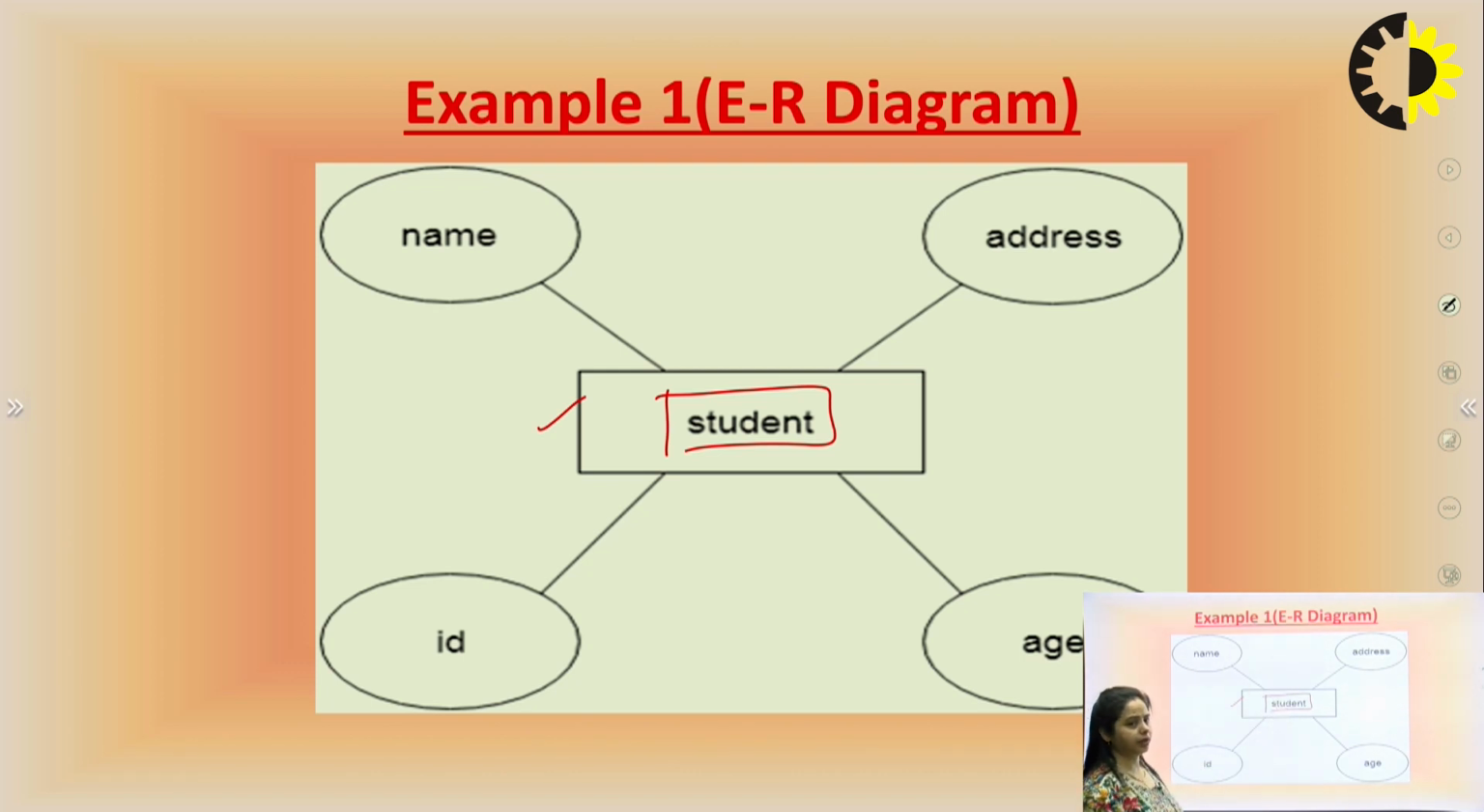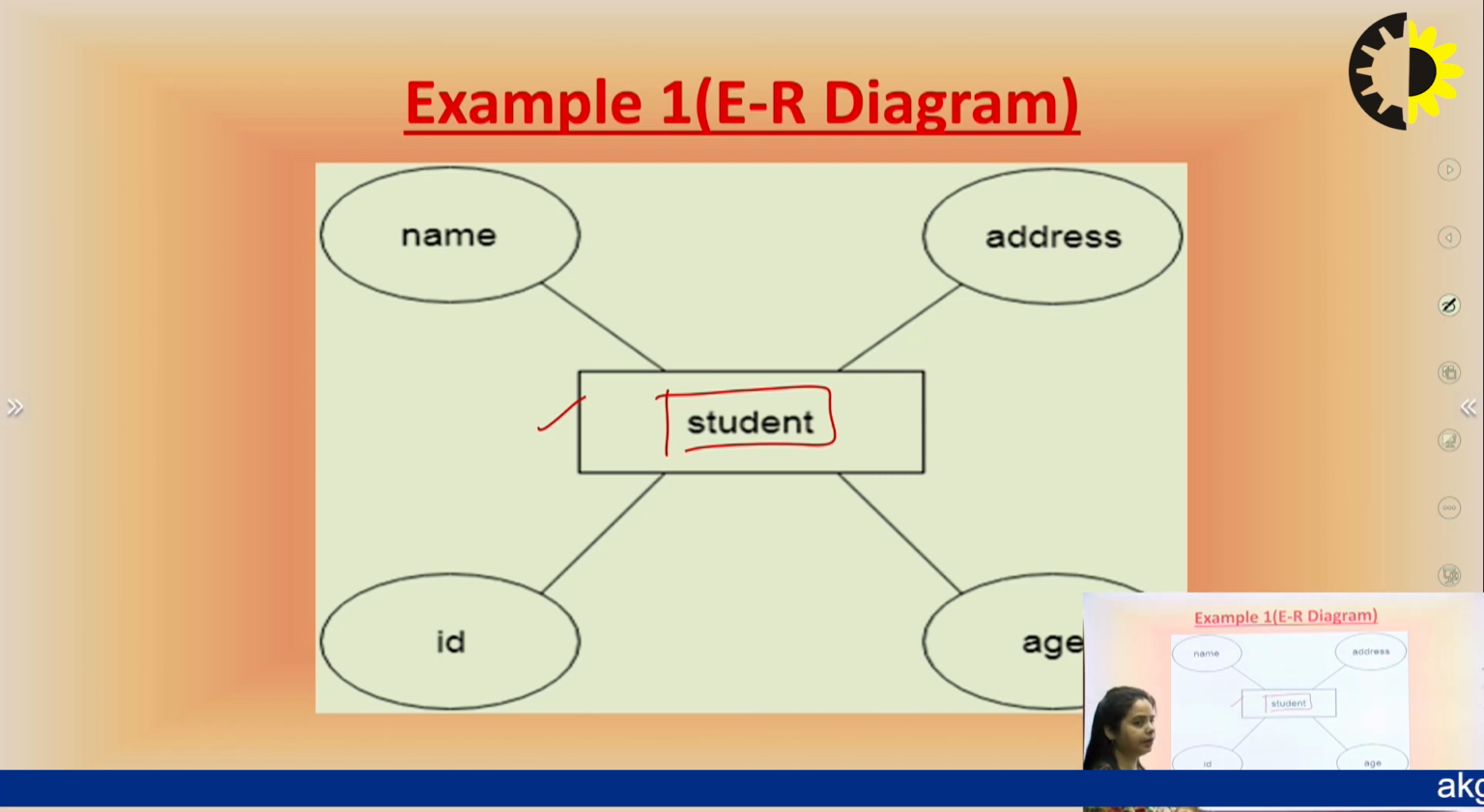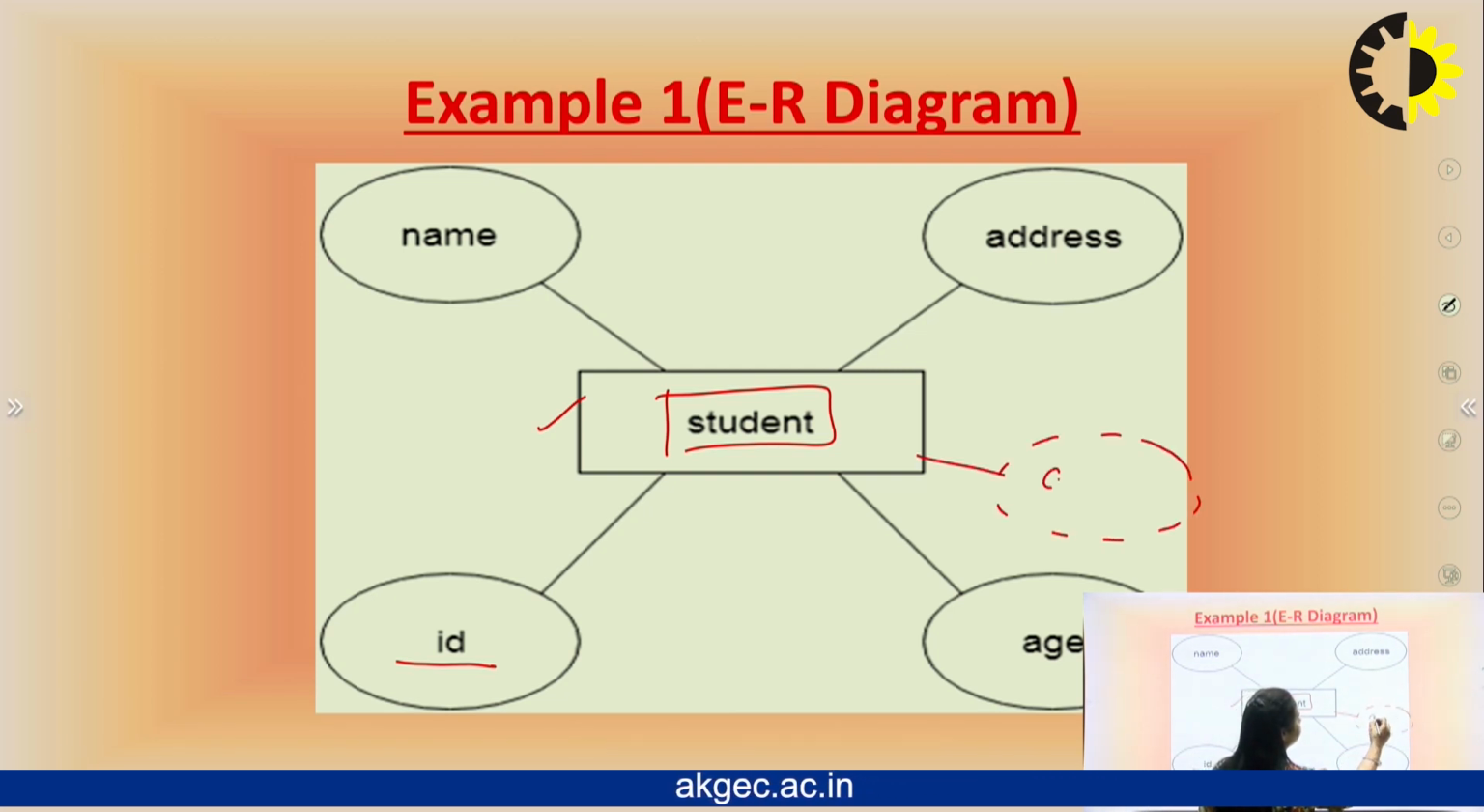We can further divide it. Student ID will be the primary key for the entity student, so I can represent it as a primary key. Now, age is a derived attribute, so we can also represent age like this, as a derived attribute.